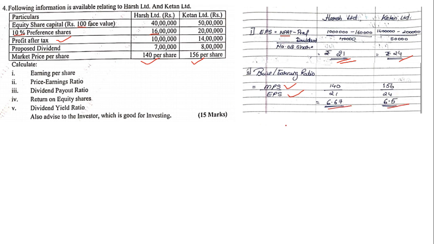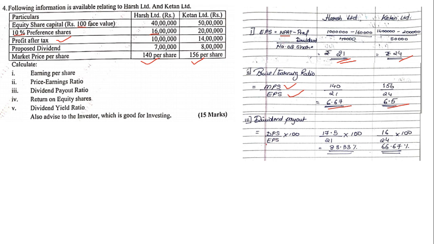Third, the dividend payout formula is dividend per share upon EPS into 100. Remember, dividend per share is not given, so we'll take the proposed dividend: 7 lakh and 8 lakhs divided by the number of shares. So 7 lakh divided by 40,000, we got it as 17.5. 8 lakh divided by 50,000, we got it as 16. Upon earning per share we already found, into 100, so we got 83% and 66.67%.